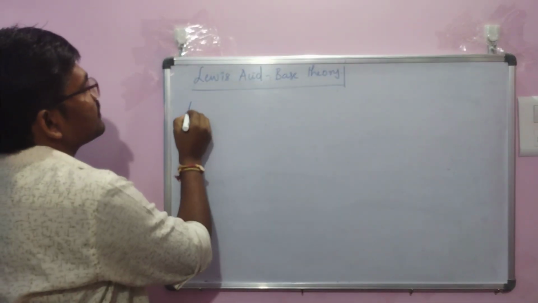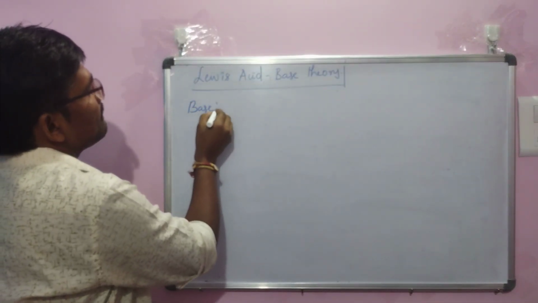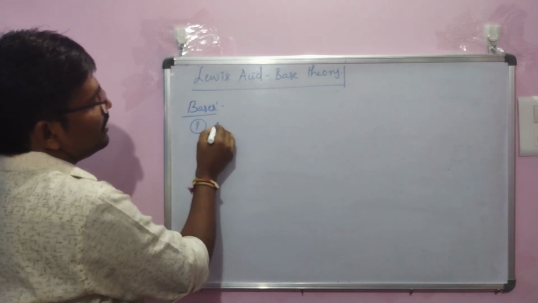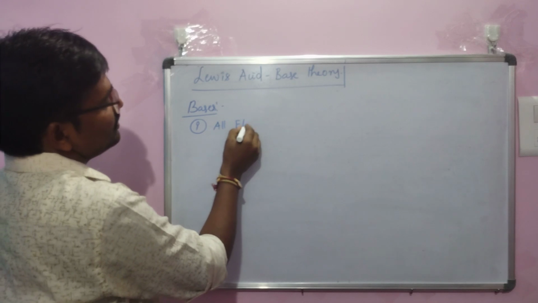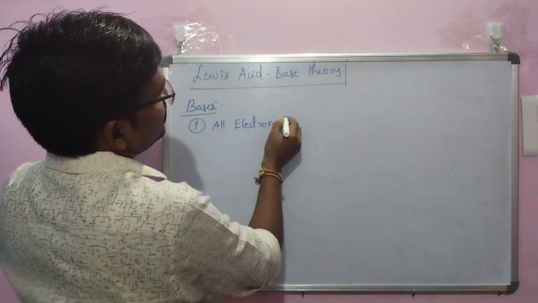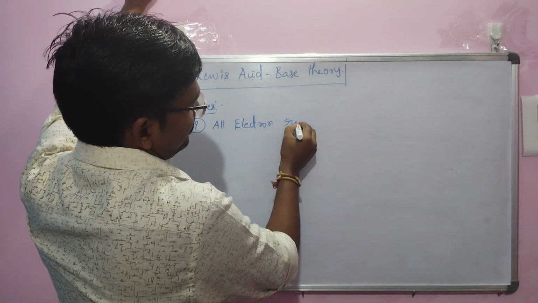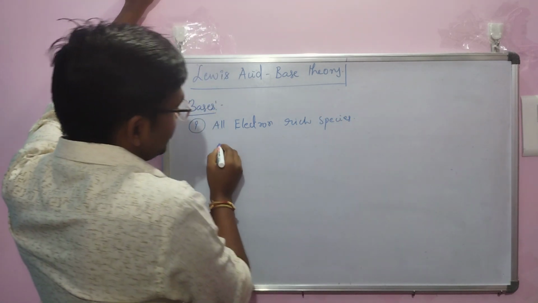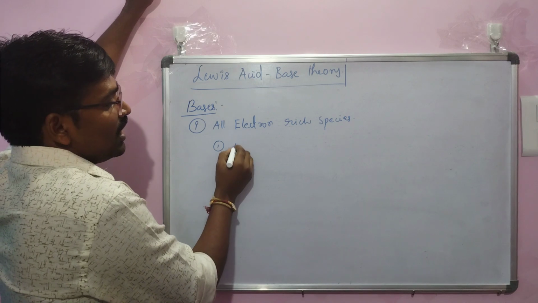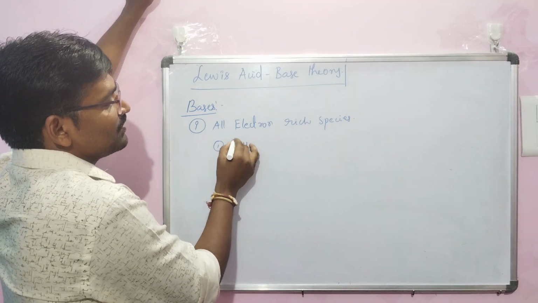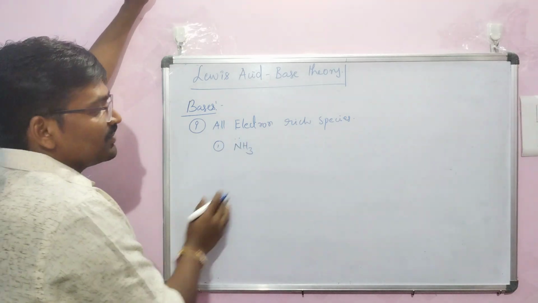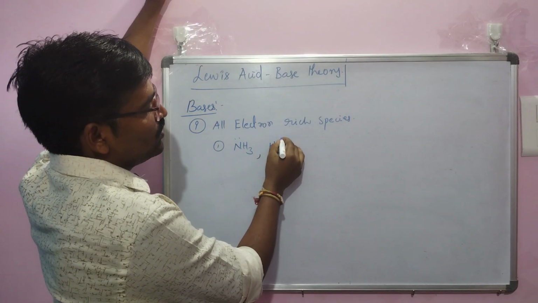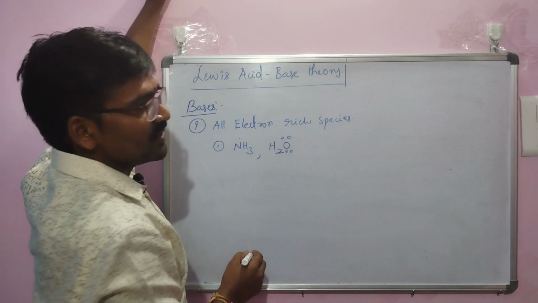Lewis bases. So first one, all electron rich species. Such as number 1, ammonia NH3, where a lone pair of electrons is present. Then H2O, lone pair of electrons are present.